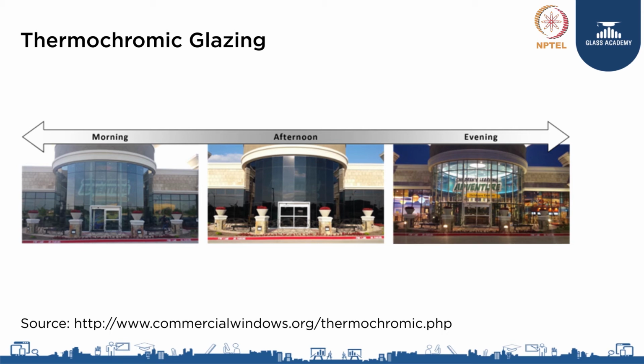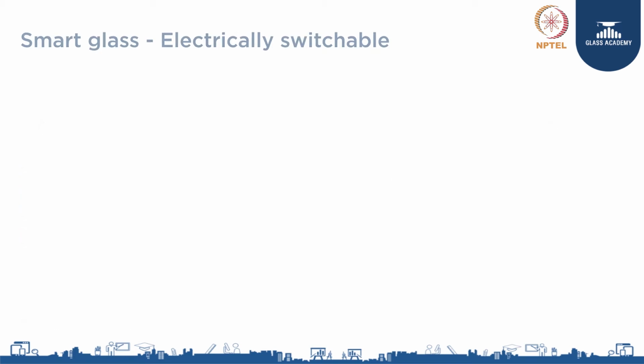Imagine if I am using a thermochromic glazing and at night I want to reduce the visible transmittance, I can't do it because the glass has become very clear because of the temperature. Or for that matter, even if I am using a photochromatic glass and I want it to be dark at night time, I can't do that. So we want to have a glass where we can control the transmittivity as per our liking.